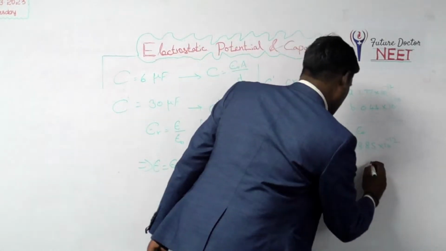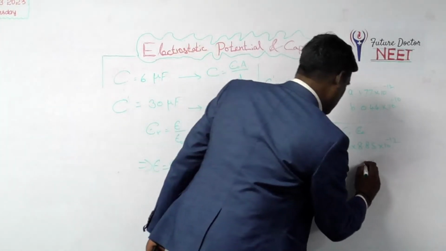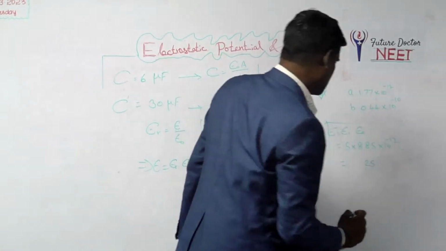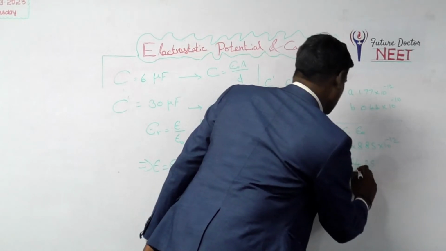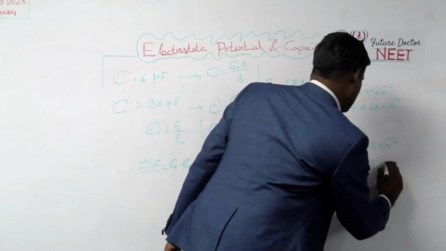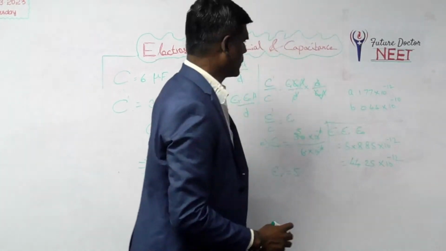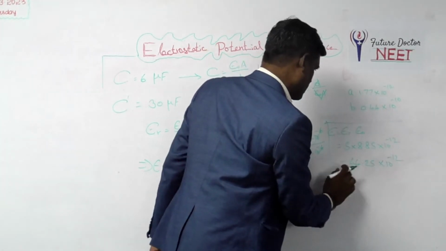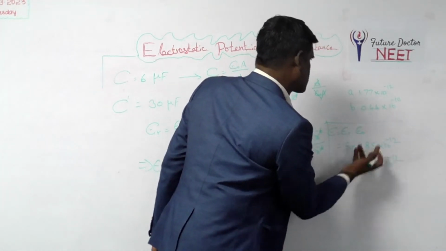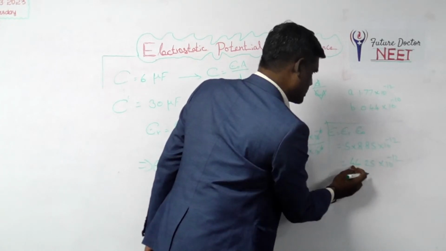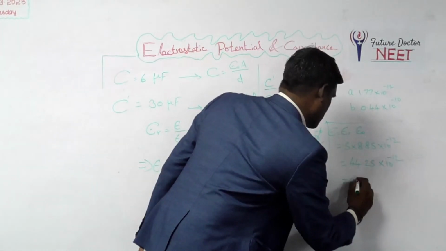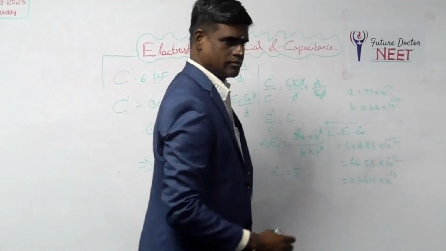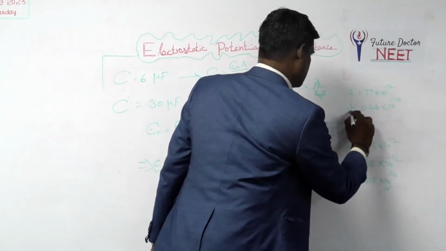Then 5 fives are 25, 5 eights are 40, 42, again 5 eights are 40, 44, is it so? 44.25, two digits, so into 10 power minus 12. Seeing 10 power minus 12, you said directly, but 44 is coming, so it should be 10 power minus 10. So take two digits here, 0.4425 into 10 power minus 10. That is option B.